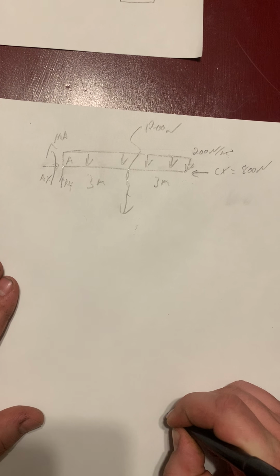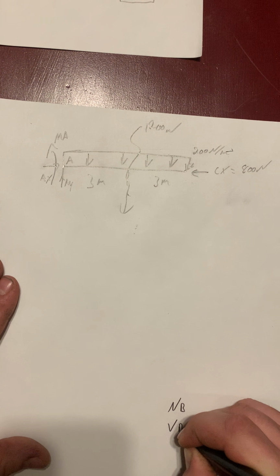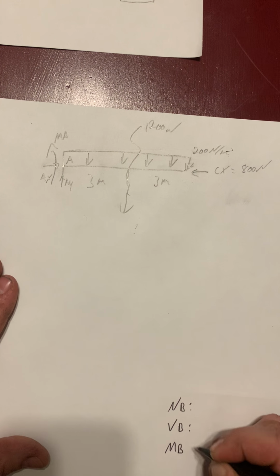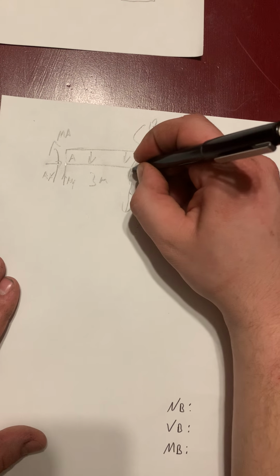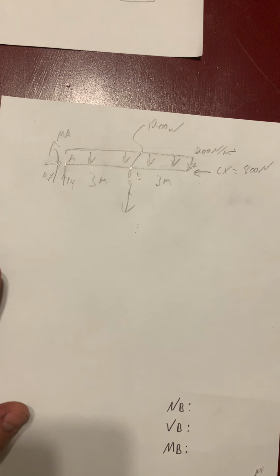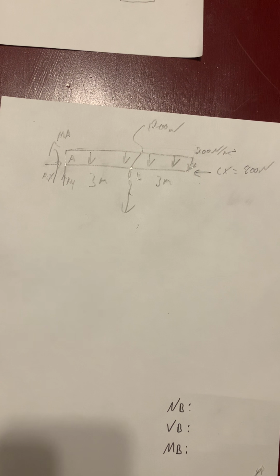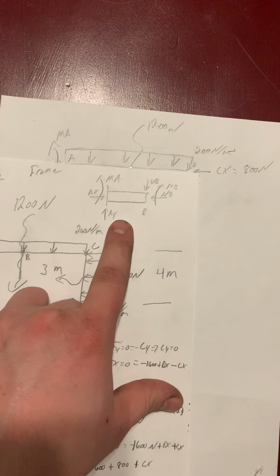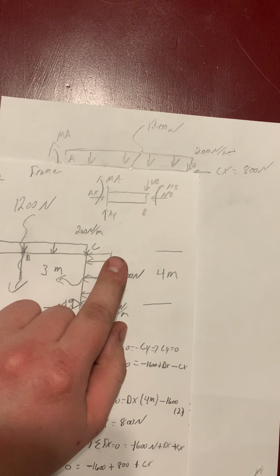Over here, we're just going to write a little answer box. NB, VB, and MB. So right here is the point B. What do we know for variables? All we know is CX. But we just said earlier, this is what we need to find. So if we wanted to find this, we need to find AY, AX, and MA.